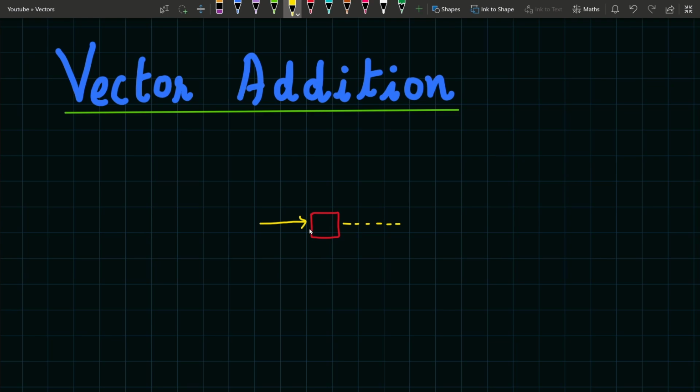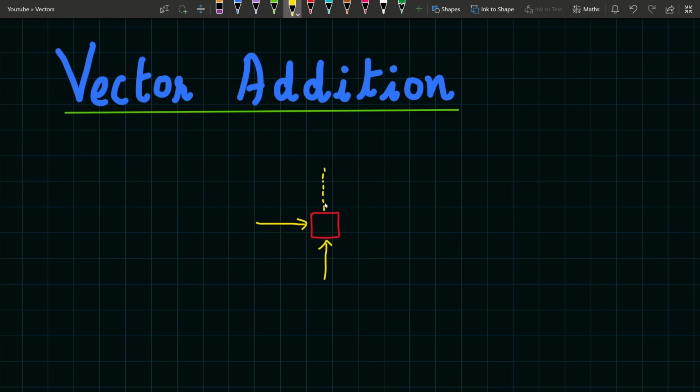Fine. But what if he is not pushing in this direction? But what if another person pushes the box in this direction? The box will go in this direction. Okay, fine. That is also fine. Now, what if both the persons push the box at the same time in the two directions?